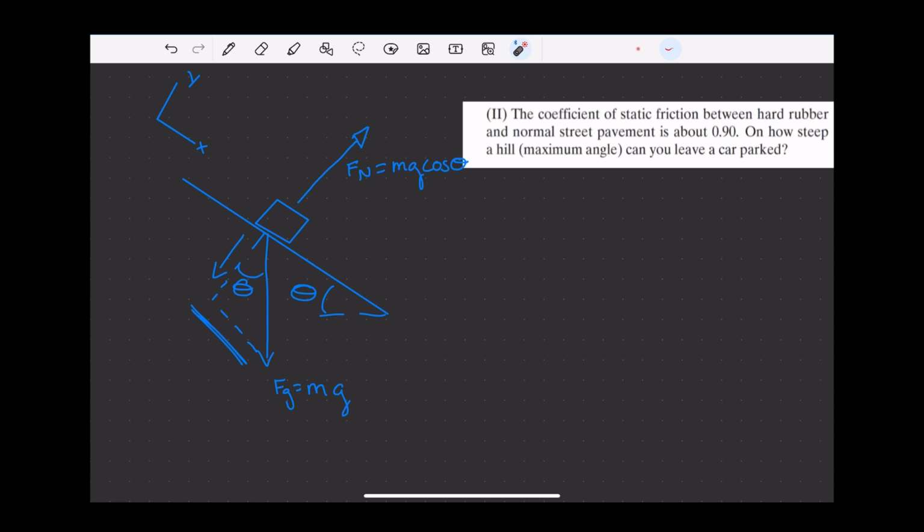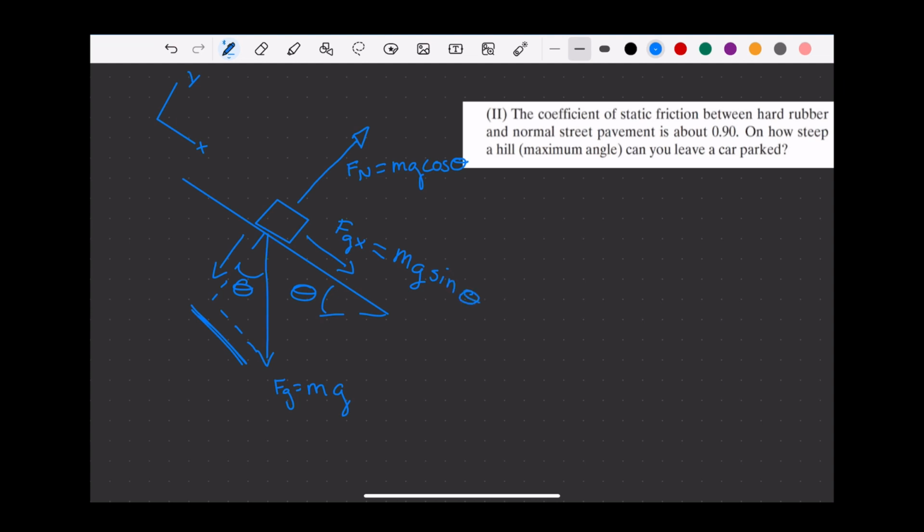Now, there's a couple more forces acting on this because gravity is also pulling our object along the positive x-axis. All right, so there's a force due to gravity just in the x direction that's pulling down our positive x-axis. And that's going to be in terms of mg sine theta.